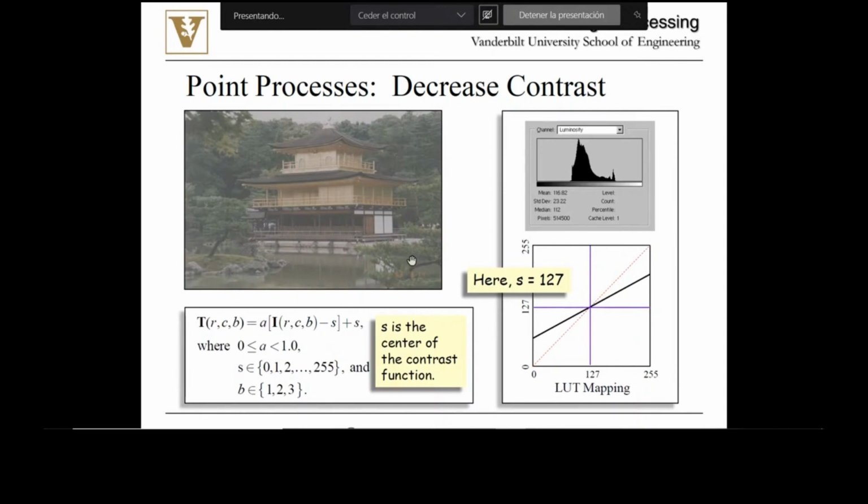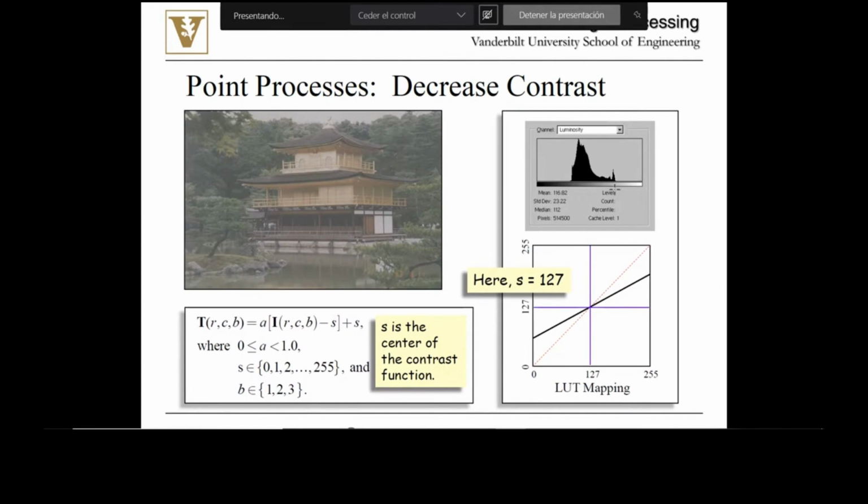And here is the effect. So now the gray values compress around 127. So in the limit, let's say that A is a very, very, very small number. Then all the gray values would collapse to 127.